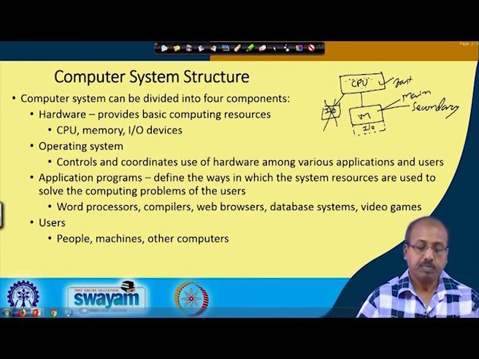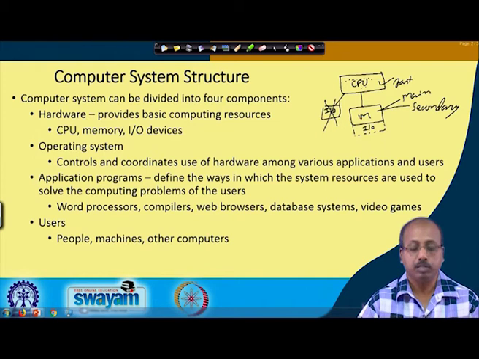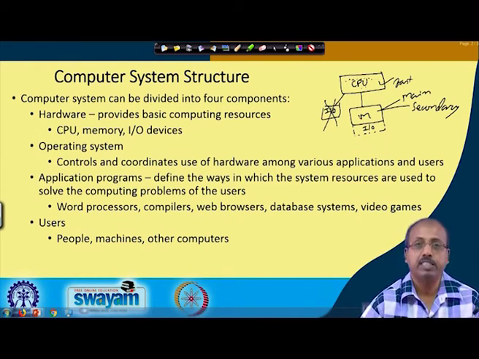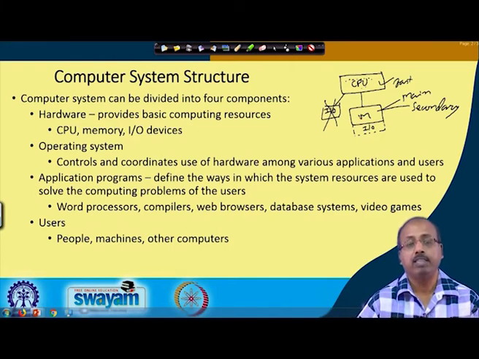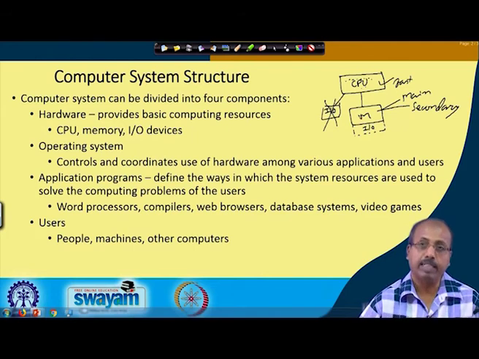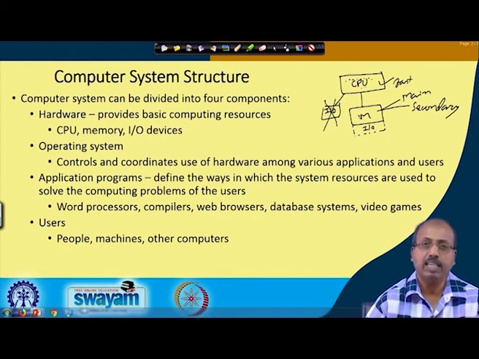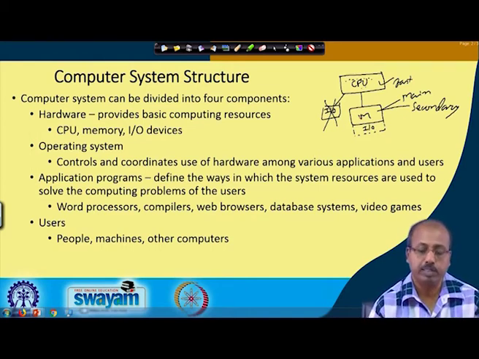At the last level we have users, who are people, machines or other computers. When I say people, I mean people trying to use the computer system for some purpose. Maybe somebody is browsing the net getting weather information, somebody is writing a letter using a word processor, somebody is developing a program for some scientific computation, using the compilers for the translation job. Like that, people may be using the computer system.